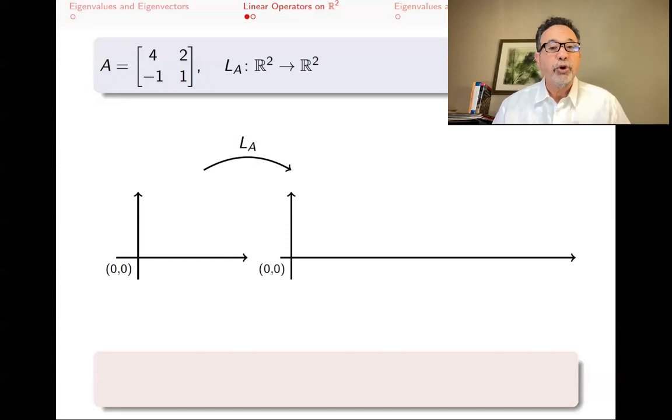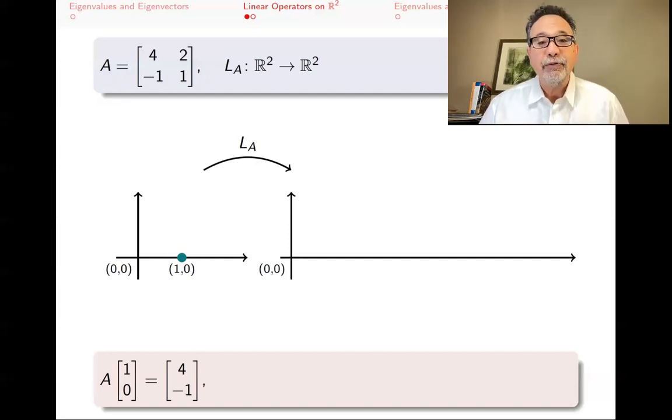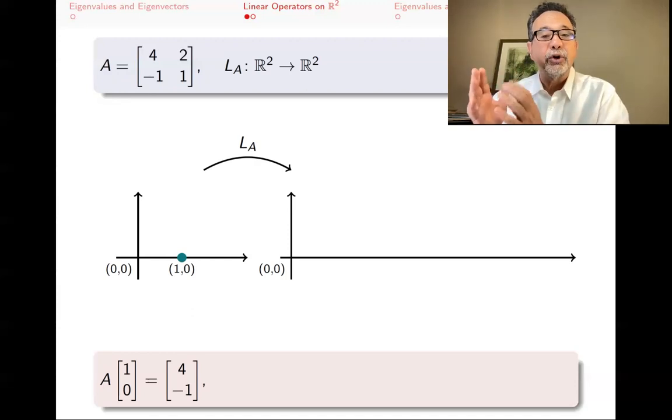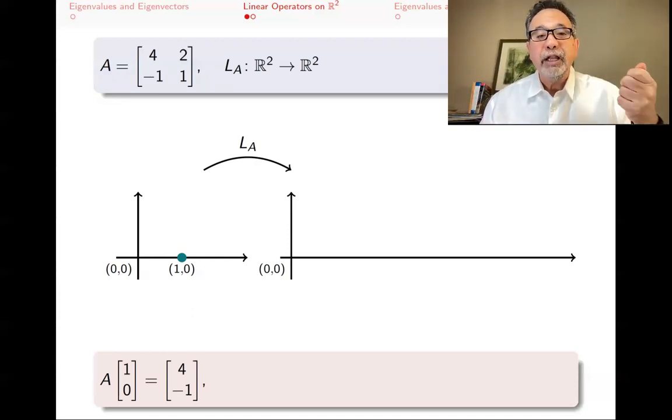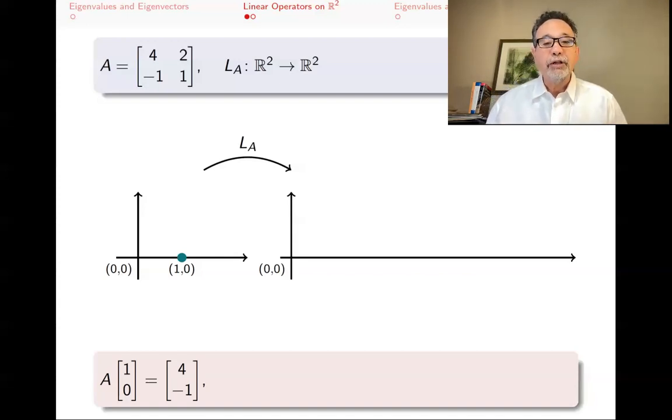So for example, first of all, the origin goes to the origin, but take the point (1, 0). Where does that go? Well, to find where (1, 0) goes, you take the matrix and multiply it by (1, 0). So you find A times (1, 0), and you get (4, -1). Unsurprisingly, that's the first column of A. The reason it's the first column of A is when you multiply a matrix by a column vector, you get a linear combination of the columns with the scalars coming from the column vector. And here the scalars are 1 and 0. So you're taking 1 of the first column and 0 of the second column, and you get the first column. So you get (4, -1).